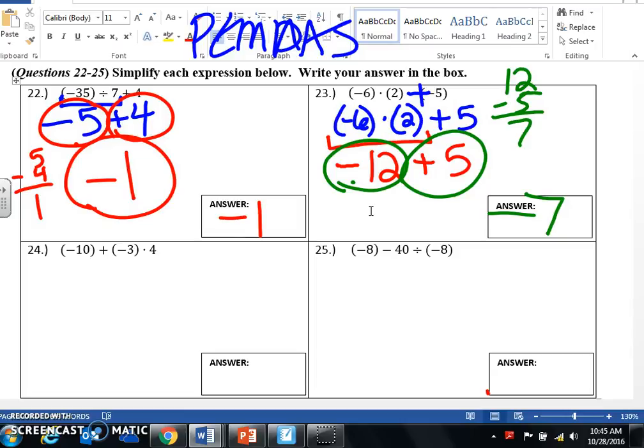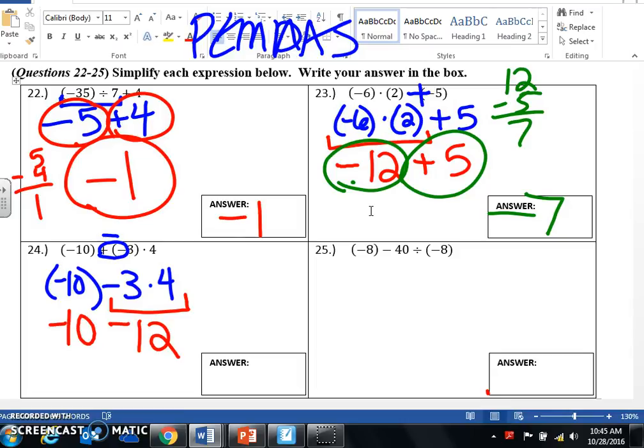Down here, okay, I'm going to look for double signs. I see them right here. A positive and a minus make a minus. So I'm not lazy. I'm going to go ahead and rewrite that. Now I ask myself, do I subtract or multiply? I multiply. A negative 3 times a positive 4. So a negative and a positive is a negative. 3 times 4 is 12. Drop down your negative 10. Same sign, because these are both negatives, I add. So 10 plus 12 is 22.